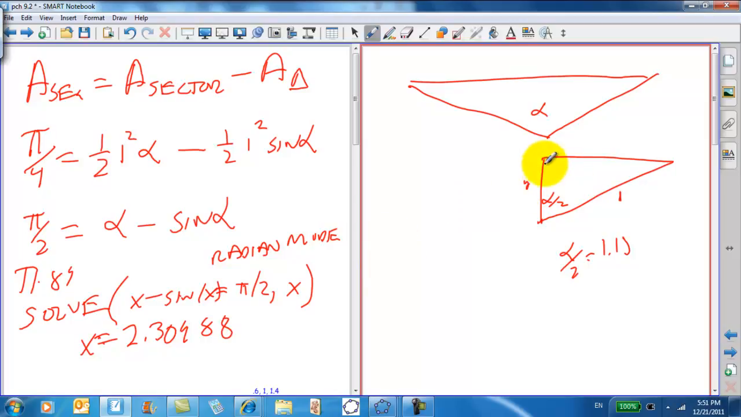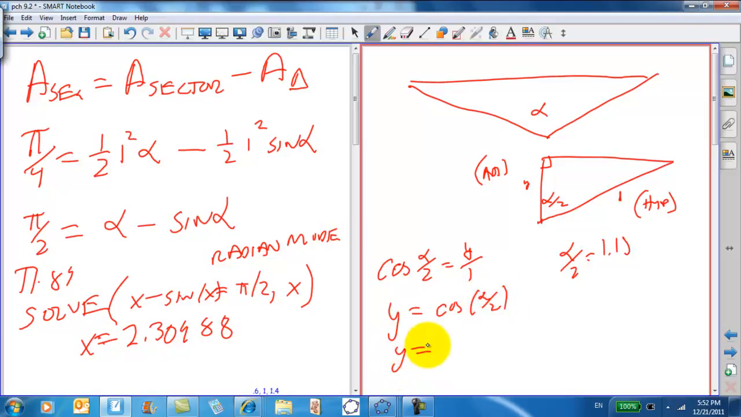So let's use our right triangle trigonometry. This is the hypotenuse. This is the adjacent side to the angle. So it's cosine. Cosine of alpha over 2 equals y over 1. So y equals the cosine of alpha over 2. And we can figure out then what we've got for that on our calculator. And we get 0.4039. So basically about 0.4.